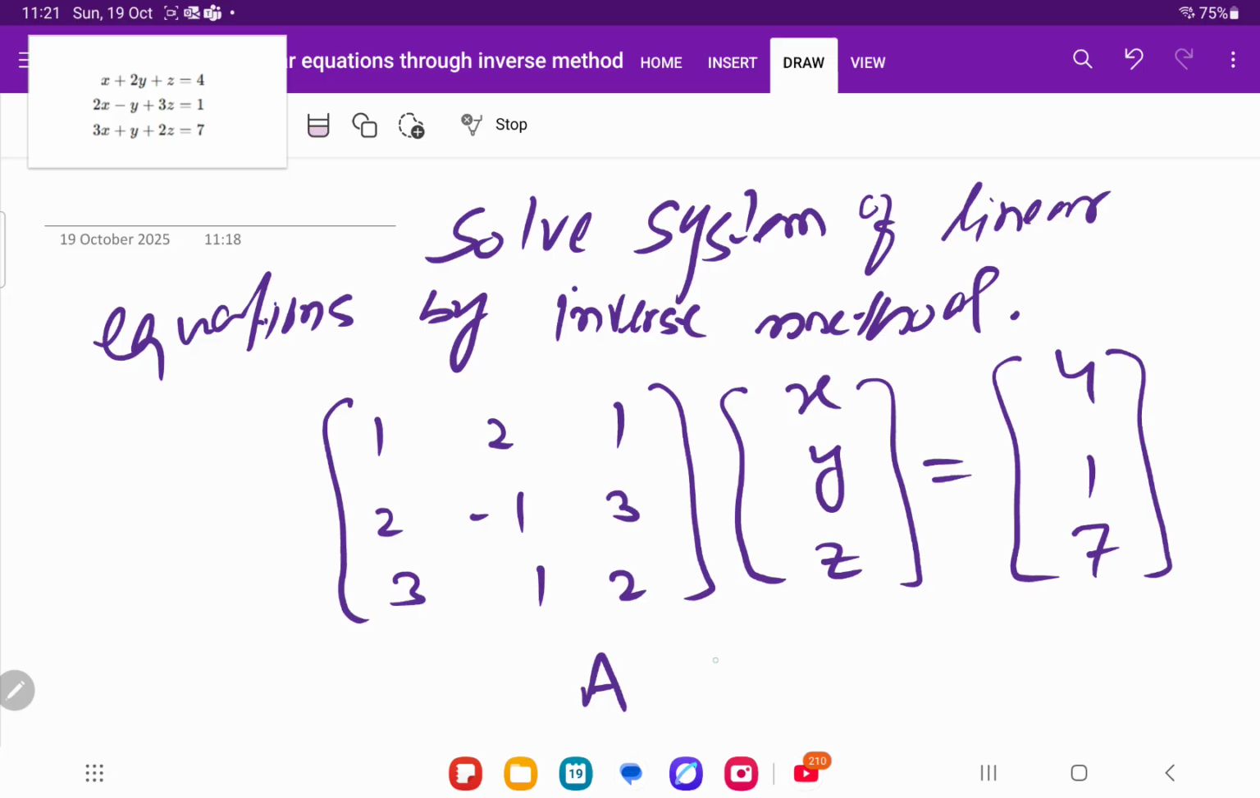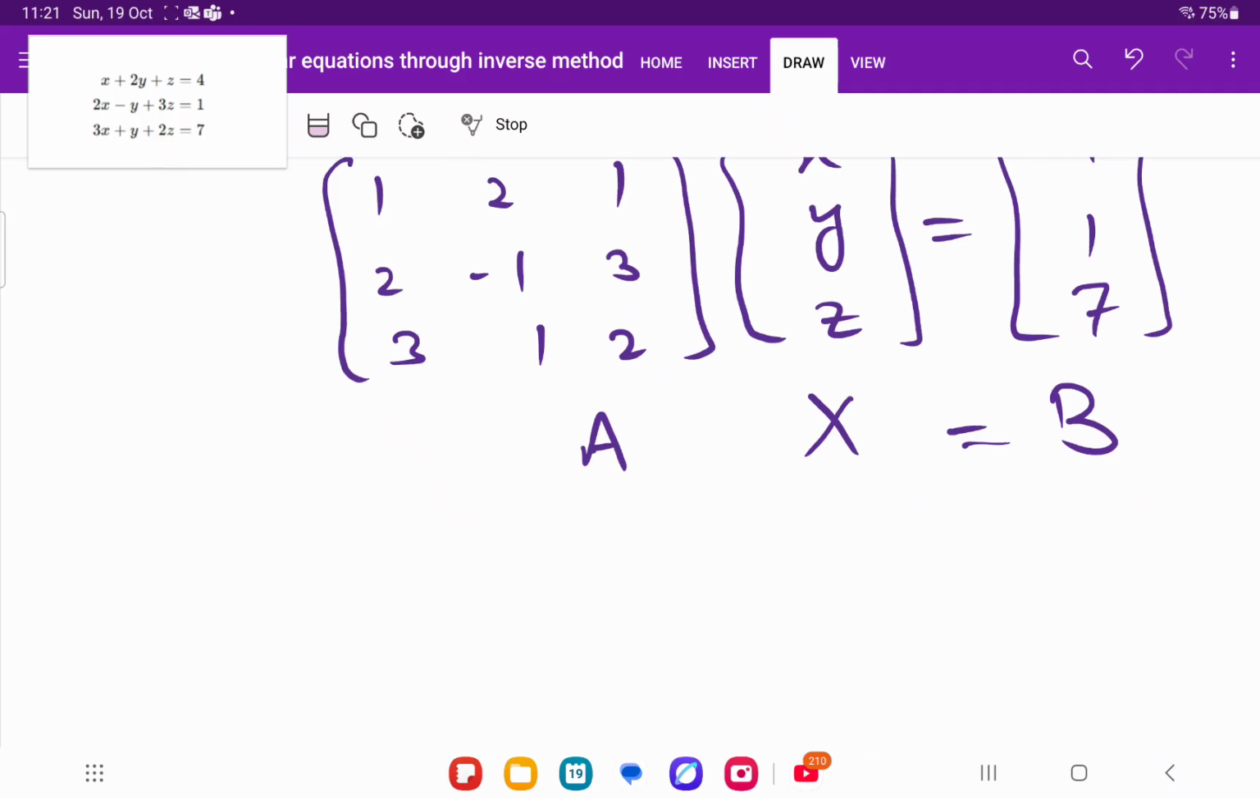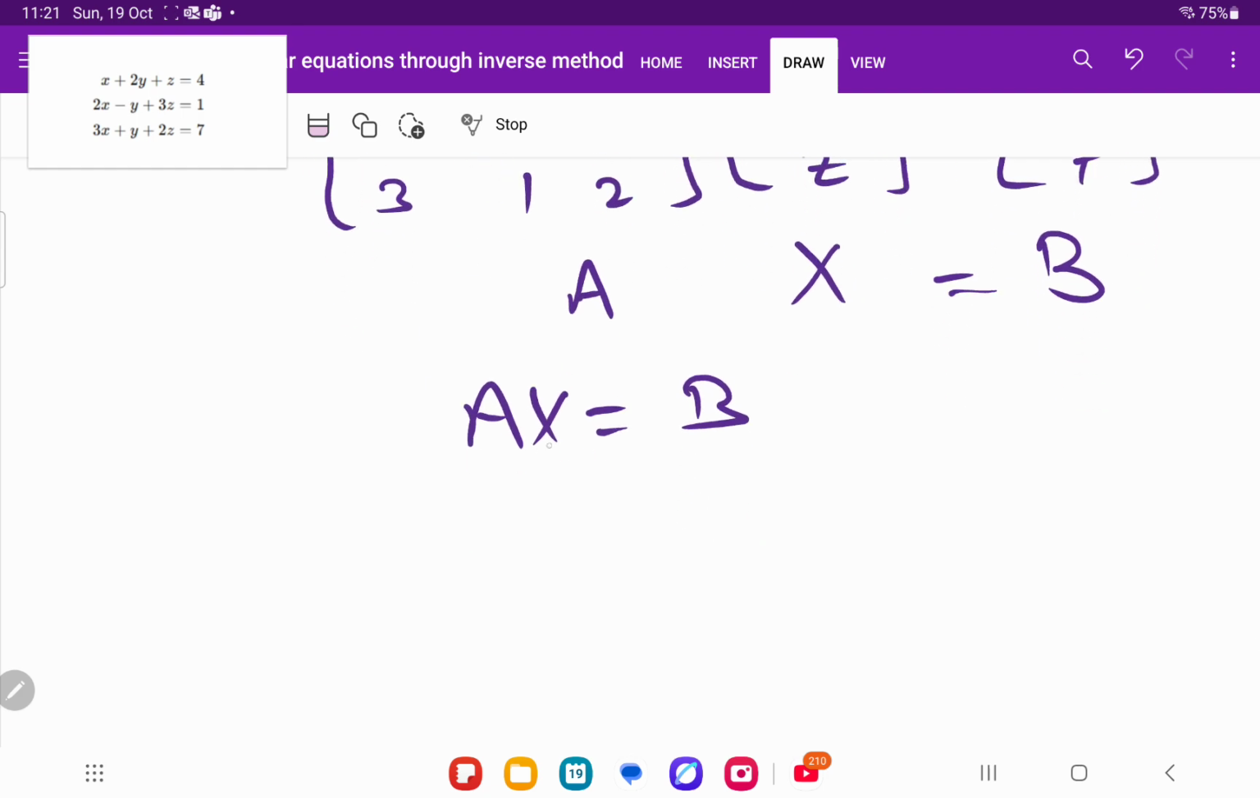This is called the A matrix, this is called X, and this is called B. This is the standard formulation of the system of linear equations. I think you might have studied this formulation in high school as well. So AX is equal to B. Once AX equals B is there, your objective is to solve for X.